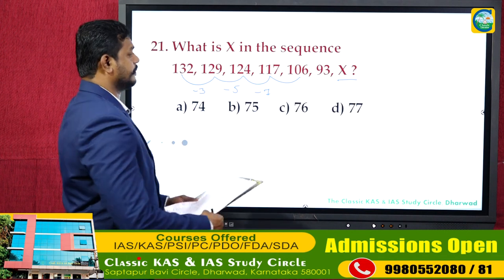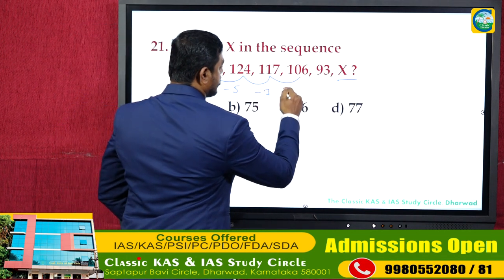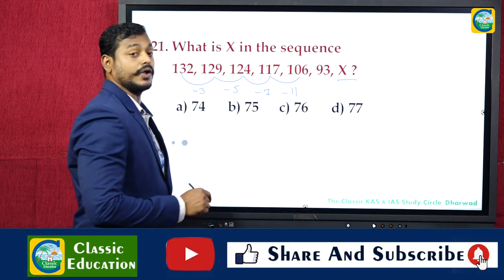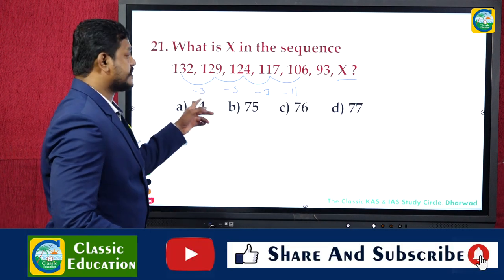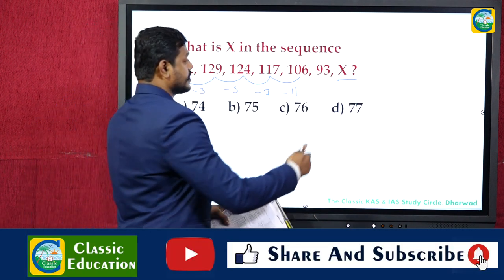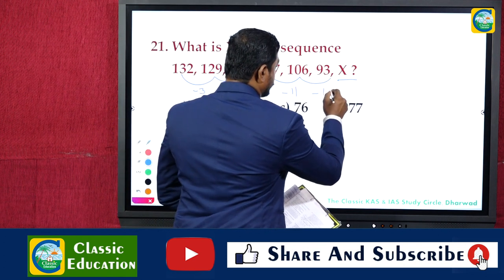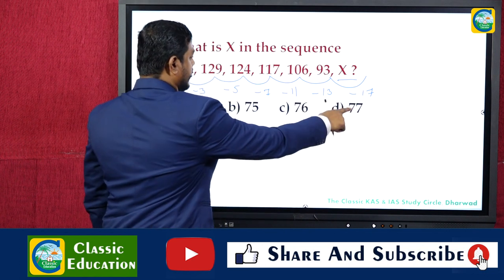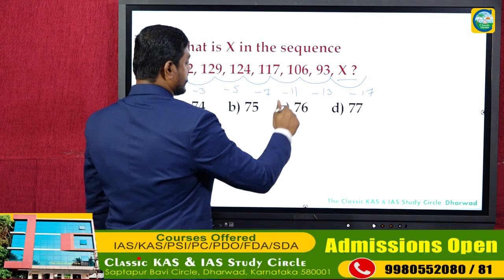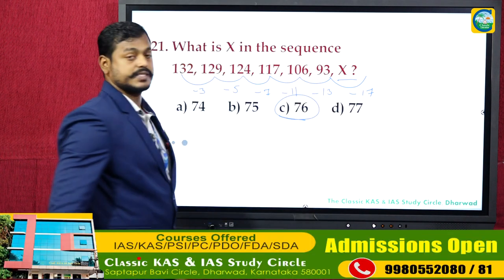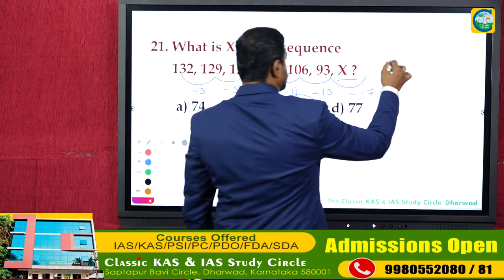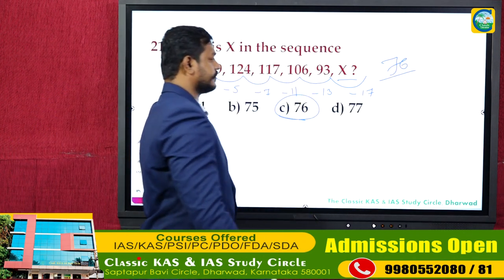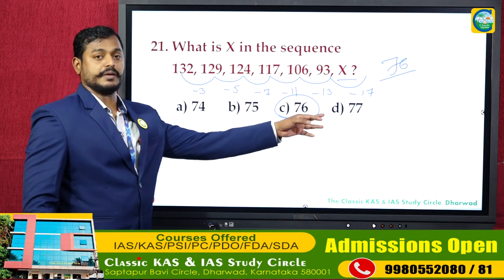No friends, here when you check the difference, though, it is a minus 11, not 9. Why? Because that difference is in the prime numbers. Okay, so next it should be minus 13, the next difference should be minus 17. So 93 minus 17, the exact answer, x value, is 76. Right friends, so 76 is the right answer. It's in the difference of prime numbers.